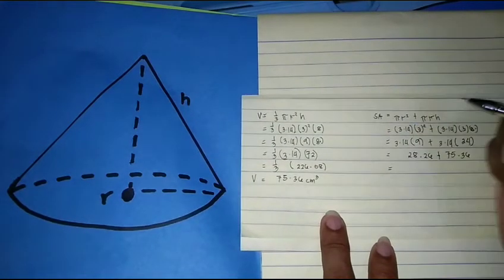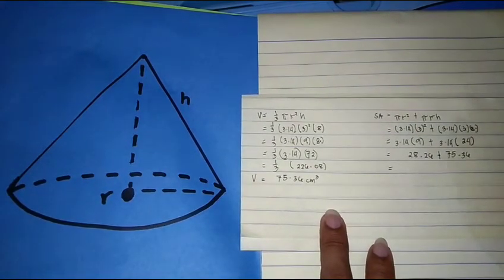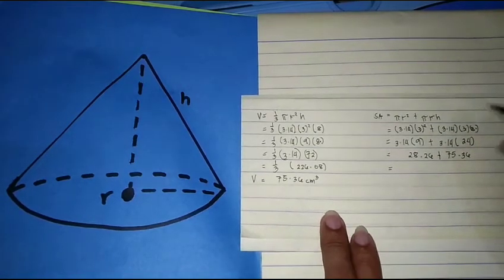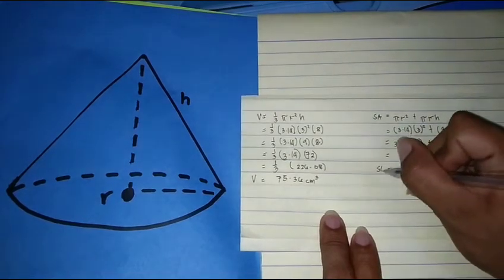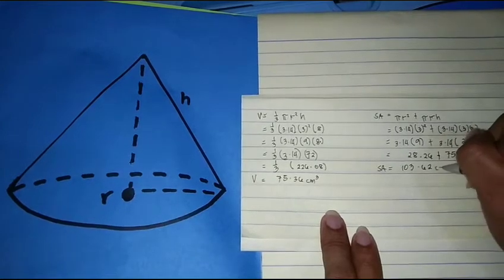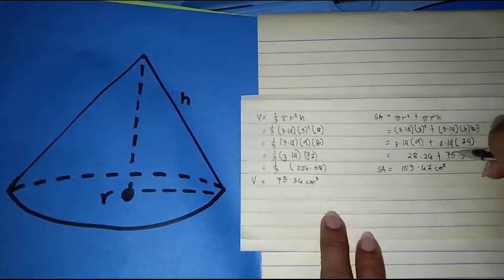To get the exact value of the surface area of the cone, all you need to do is add the 28.26 plus 75.36 to get the exact value of 103.62 centimeter squared.